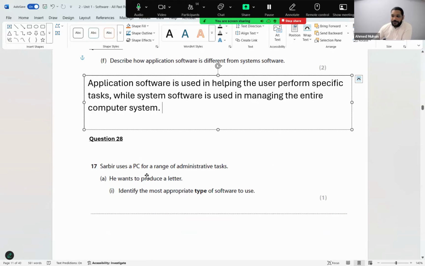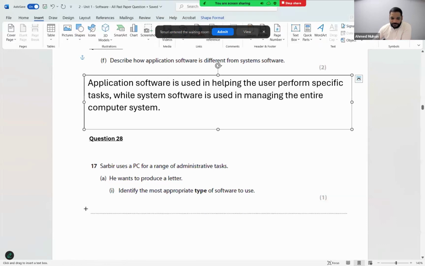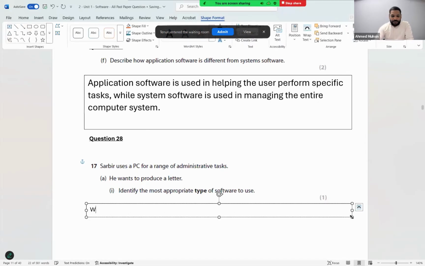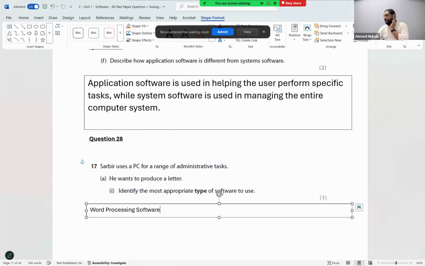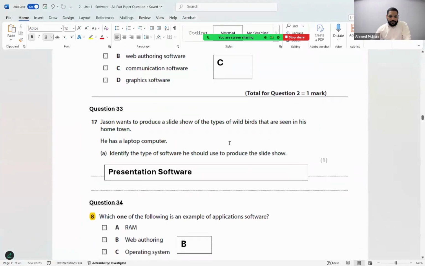Sabir uses a PC for a range of administrative tasks. He wants to produce a letter. Identify the most appropriate type of software to use. Word processing software. When it comes to producing a letter, you need to go with word processing. Are we all okay with this? Let's keep moving.